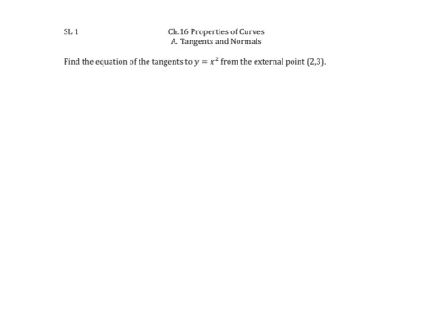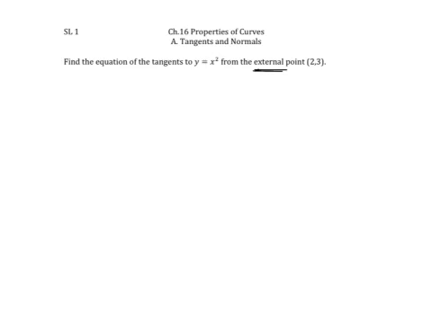This is going to be the last question on section A. Let's find the equation of the tangent to y is equal to x squared from the external point (2, 3). As you can see, the word external means outside, so this point (2, 3) is not going to lie on the graph of y.